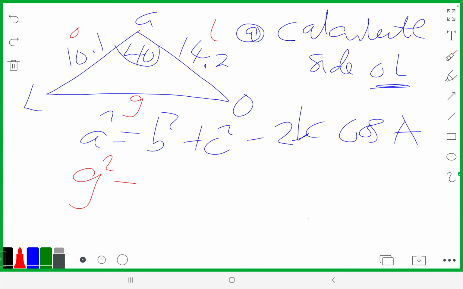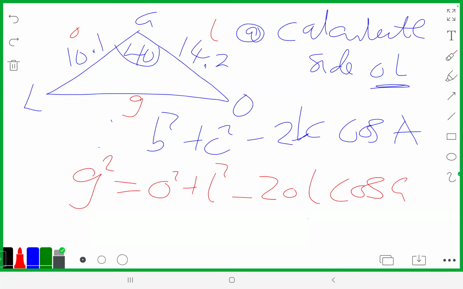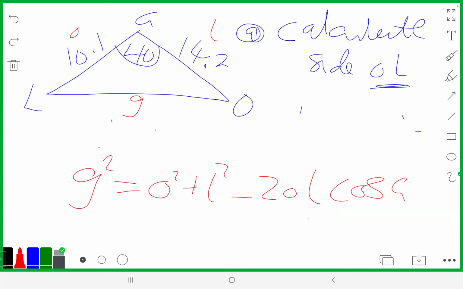So we need to find g squared. g squared shall be given as O squared plus L squared minus 2OL cos G. You got this one? So the message is that you always use the letters that you're given in the question. You don't have to be using A, B, C if you are not given A, B, C on the triangle. Use what you have been given.